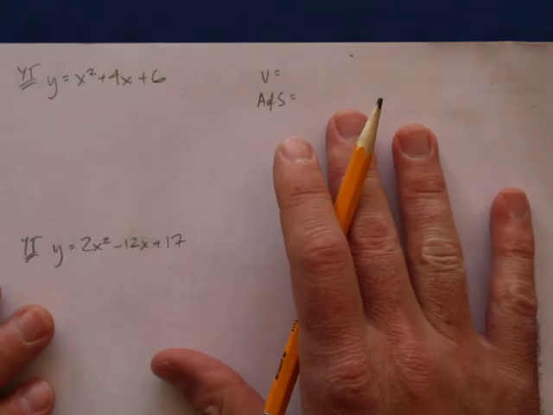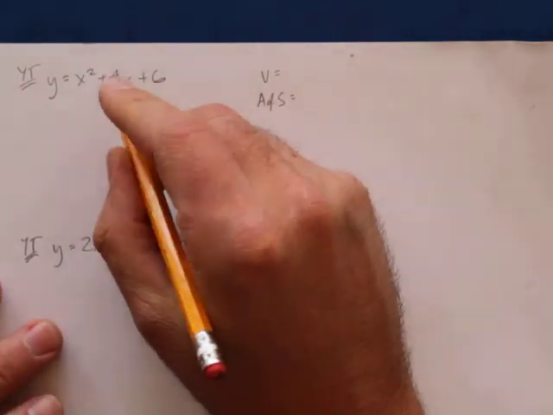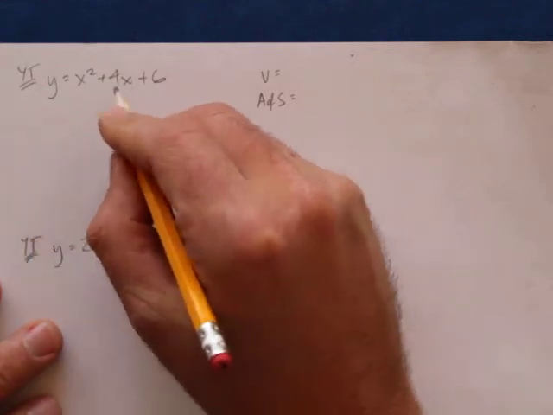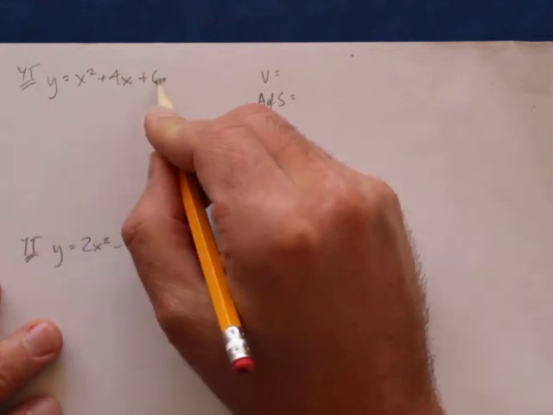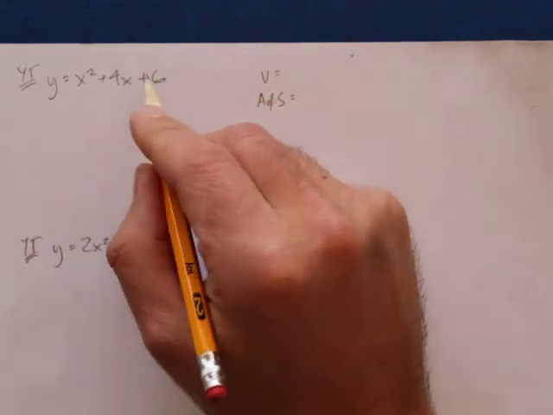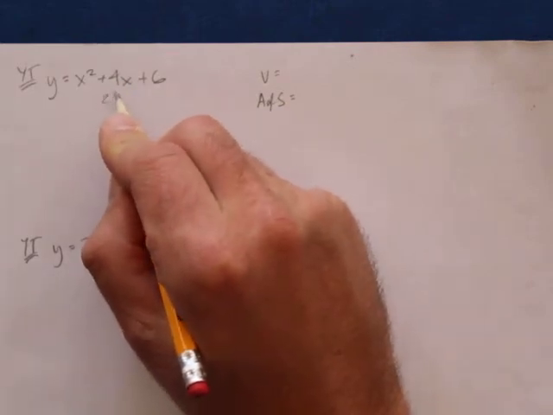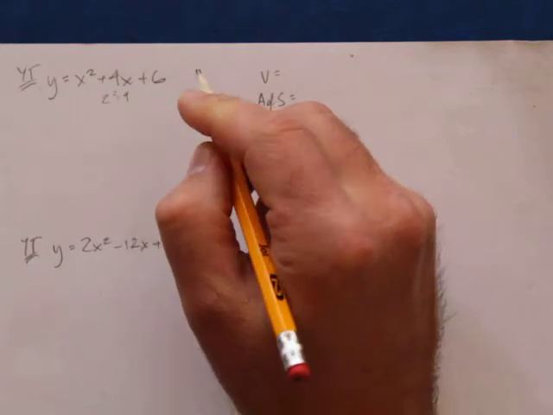All right, let's see how you did. So I need to change this to vertex form, and I'm going to ignore that 6 for right now. I'm just going to put it off to the side, and I'm going to find what is half of 4, which is 2. 2 squared is 4, so I'm going to add 4 to both sides.